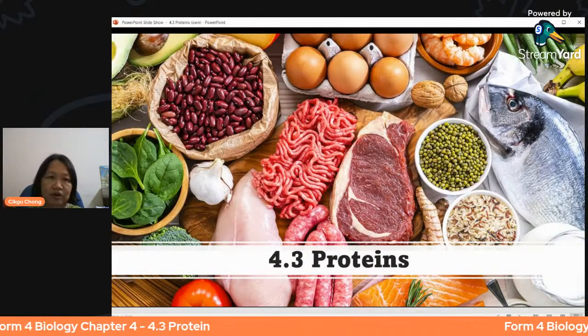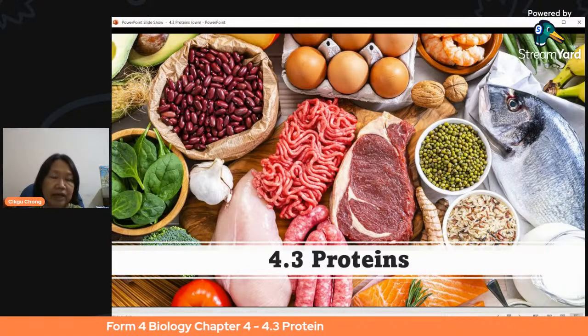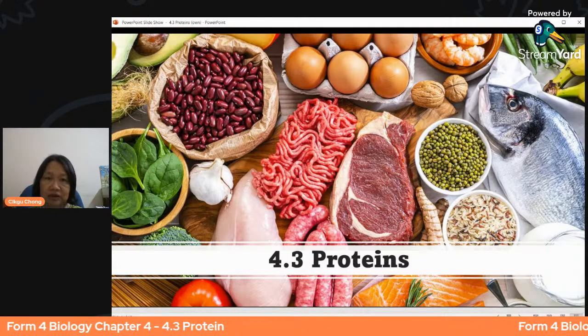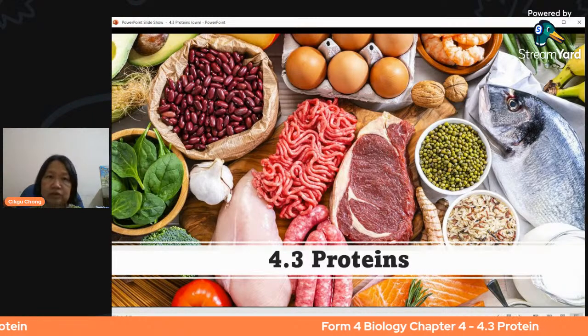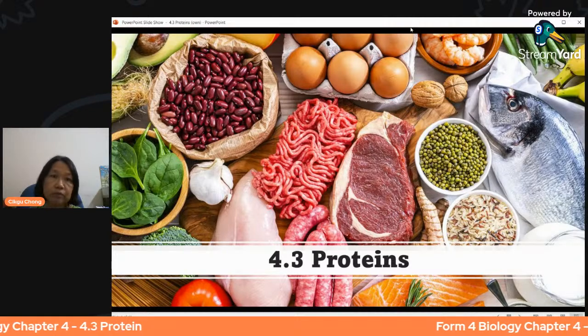So I've got a lot of food here which has protein. You will see that on this slide. There are many types of food that have protein. Some are plant-based and some are animal-based. That means you get it from meat, and even some vegetables and some plants have protein. I'm going to start by looking at what elements a protein has.